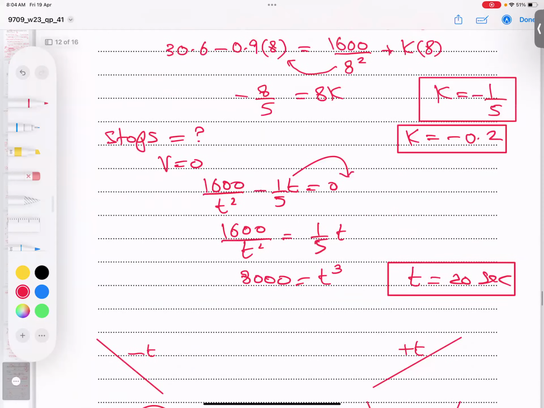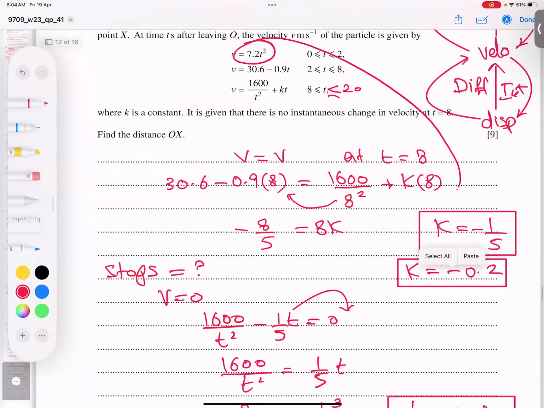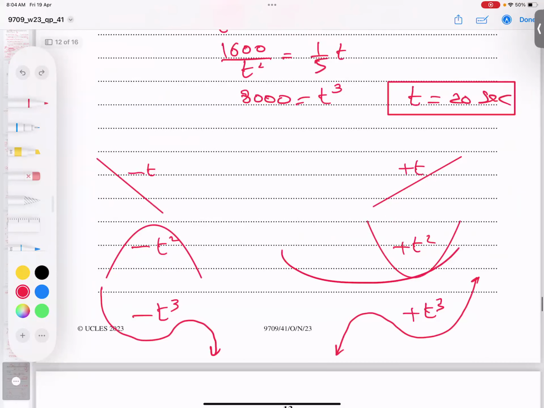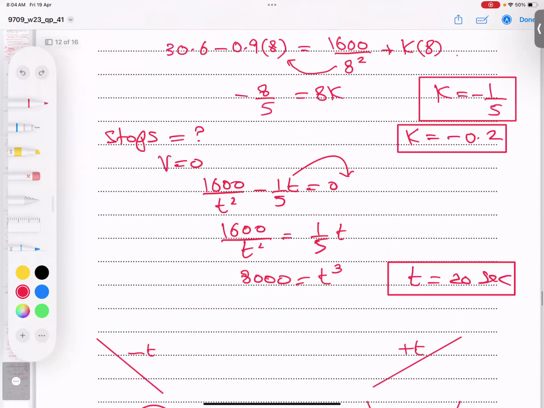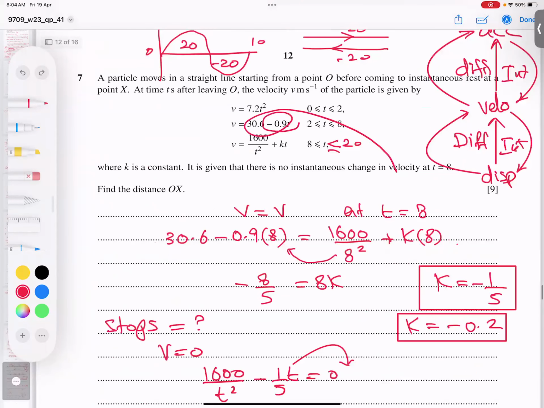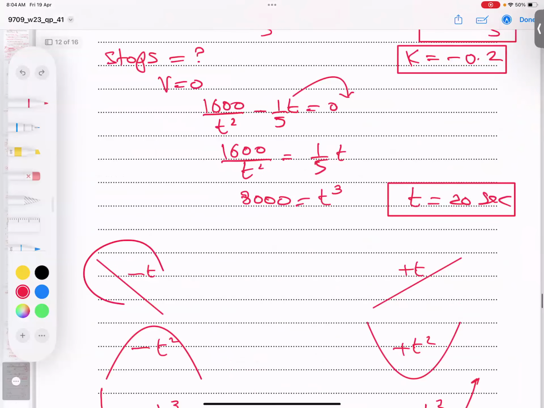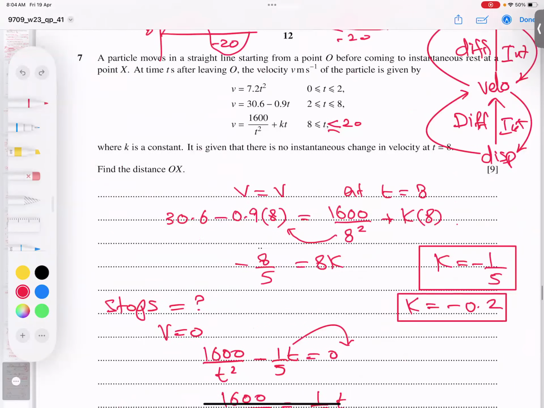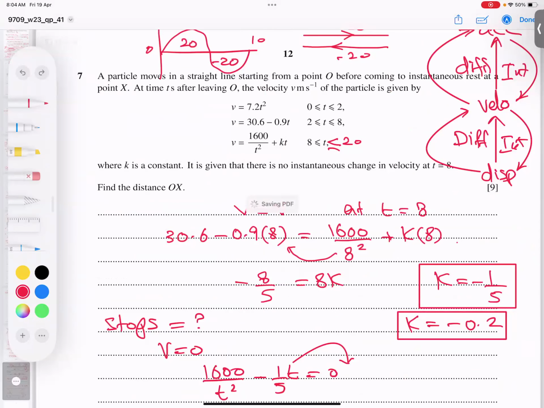So if you look carefully, what is here? T squared, and positive t squared. It means we have this kind of curve. And then this negative t, you see negative t, so we have this kind of thing. And then we have a third equation. This we can understand even.